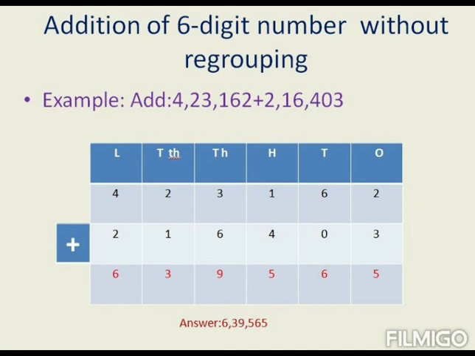Next in 10,000s place we have 2 and 1. If you add, 3. Lakhs place we have 4 and 2. If you add, you get 6. Write 6 in the lakhs place. Now your answer is 6,39,565. Don't forget to take and write the answer separately. While writing, separate the numbers by using the commas.